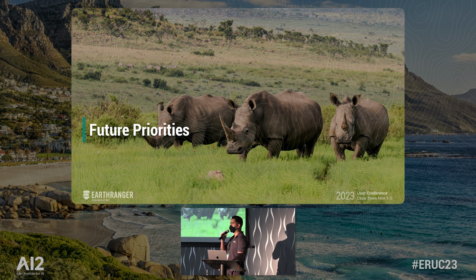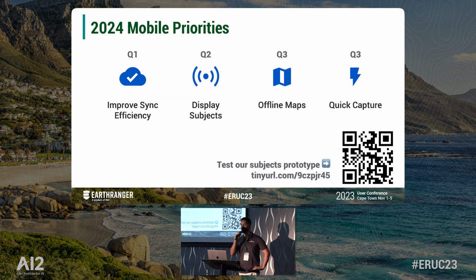Okay, so that was for the new features that we are supporting. So what's coming next for the app? For 2024, we think about these four main pillars that we want to work on. Improving the sync efficiency. We want to build a native solution that will help us to queue uploads to the server. There is room for improvement in terms of syncing information from the app to the server. So definitely it's something that we have in mind.